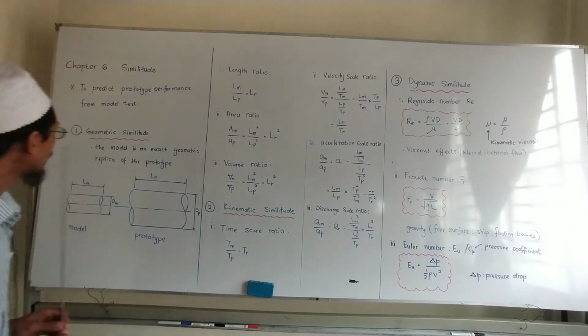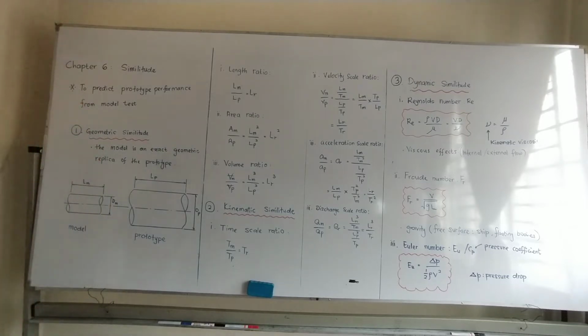Okay, now let's see chapter 6 about similitude or similarity. The objective of similitude is to predict the prototype performance from model tests. For example, this is a real pipe, which we call the prototype, and then we scale it down. The small one we call the model.